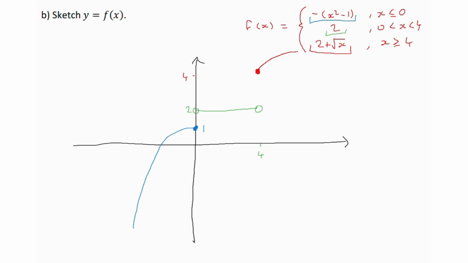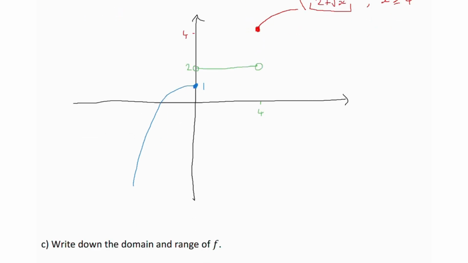Write down the domain and range of the function f is our next question. So our domain, all of these x values are fine, all of these x values are fine, all of these x values are fine. So our domain is all values of x such that x is a real number.